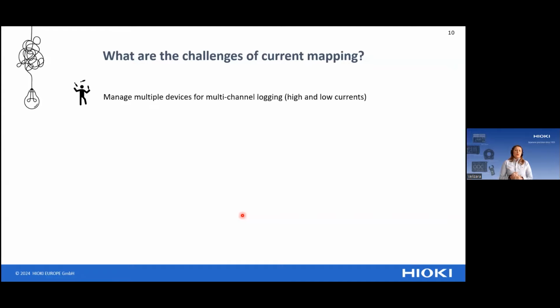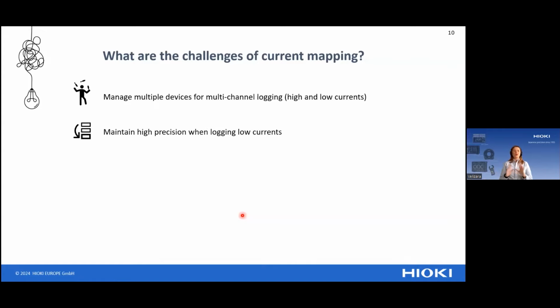So in that case, you will need to deal with multiple devices. What that means is that you need to be able to control those. So you need an automation system. You need to synchronize them. You will get a lot of different data files, probably also in different data formats. So it becomes kind of a mess. But that would be the first challenge.